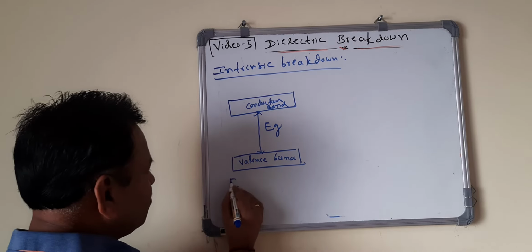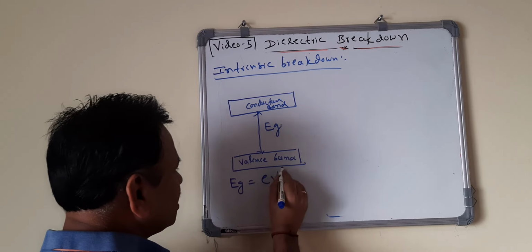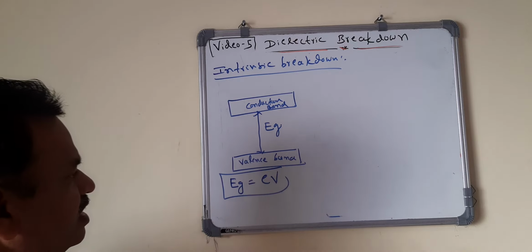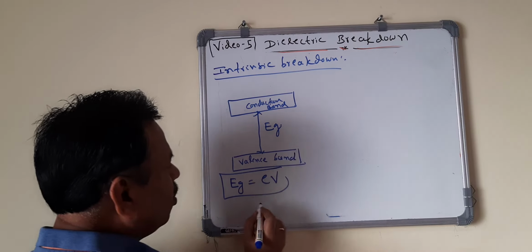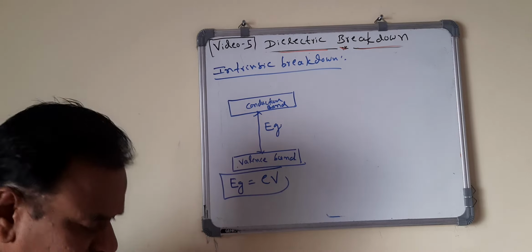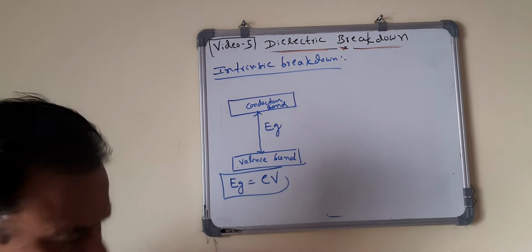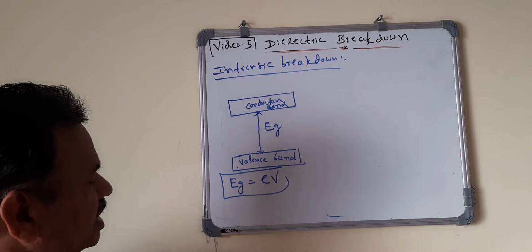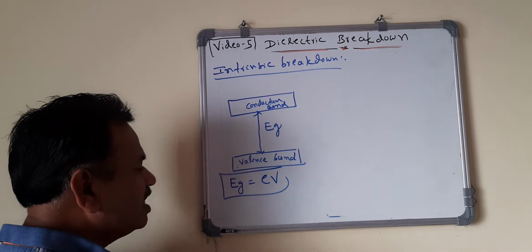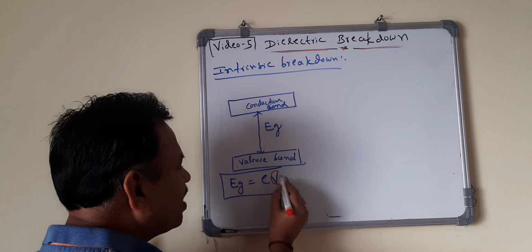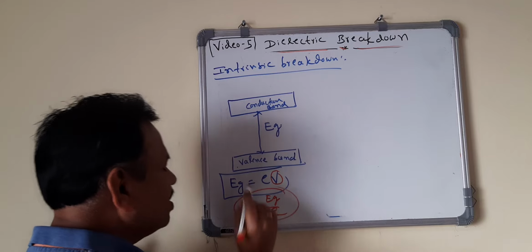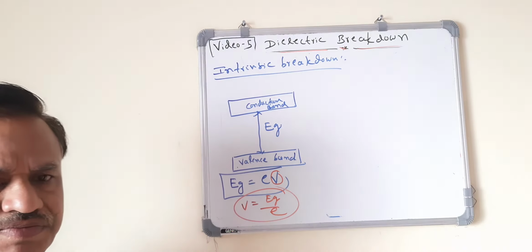This energy gap Eg I will express in electron volts. Normally, at normal conditions, all electrons are present in the valence band. Now you apply a voltage. In order to jump the electron from the valence band to the conduction band, this much voltage is required, where V equals Eg divided by e. Very high voltage is required.